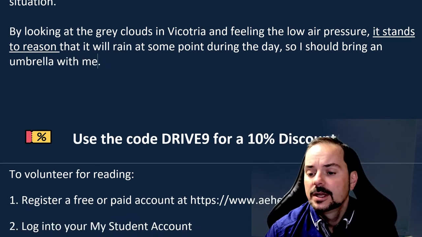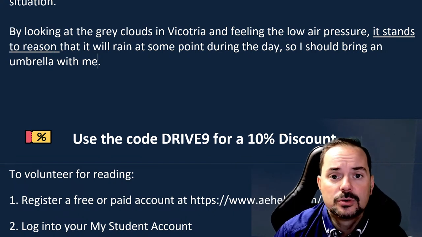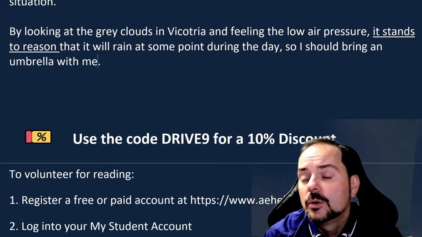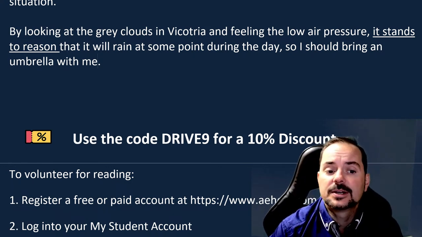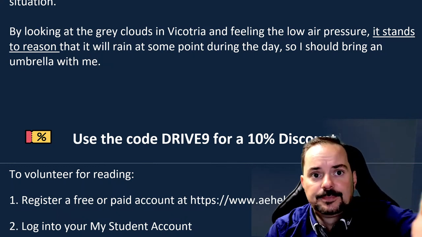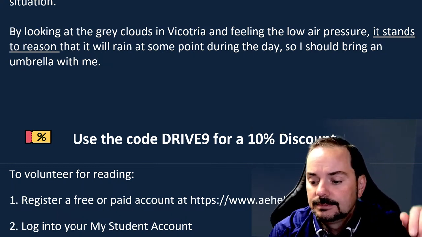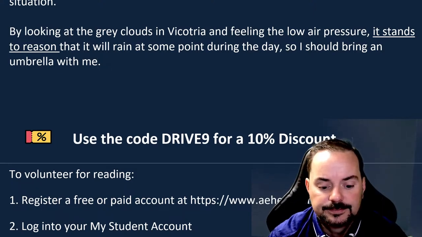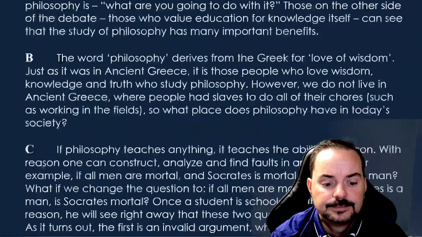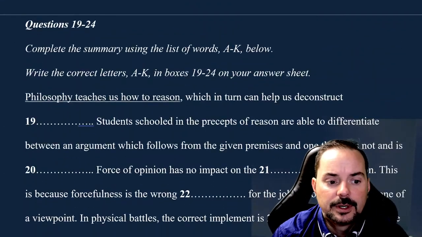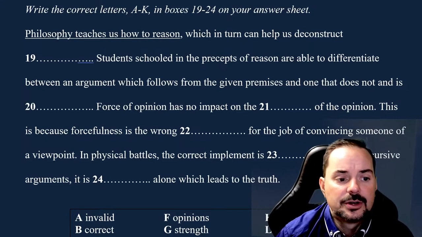Everybody good? Stands to reason. By looking at the gray clouds in Victoria and feeling the low air pressure, it stands to reason that it will rain at some point during the day. So I should bring an umbrella with me. Good. So the meaning of reason, it's an important one, right? So let's read this together.